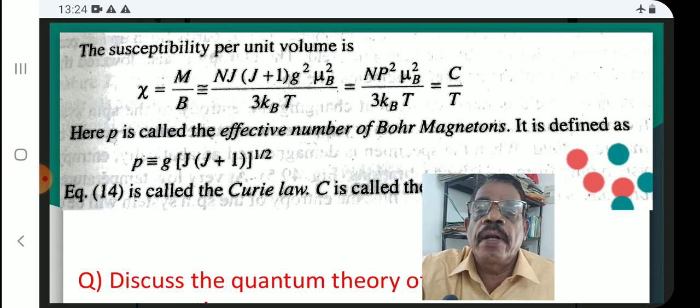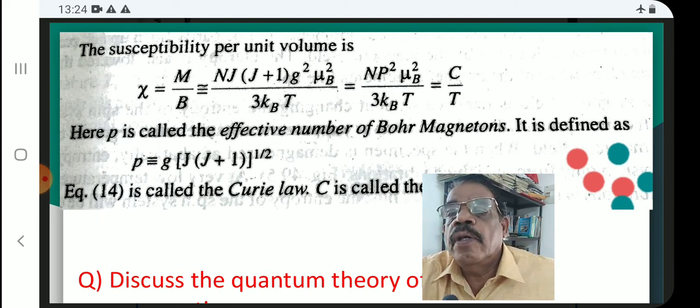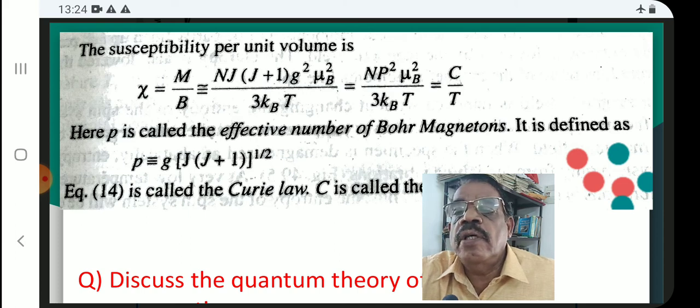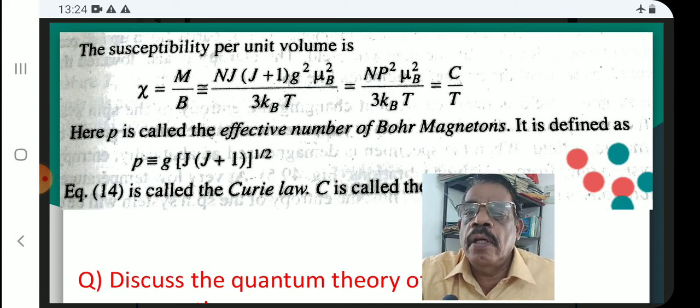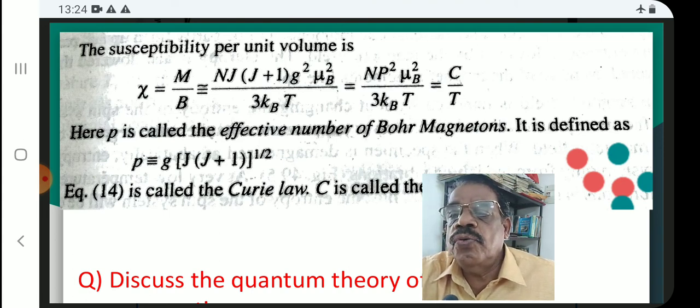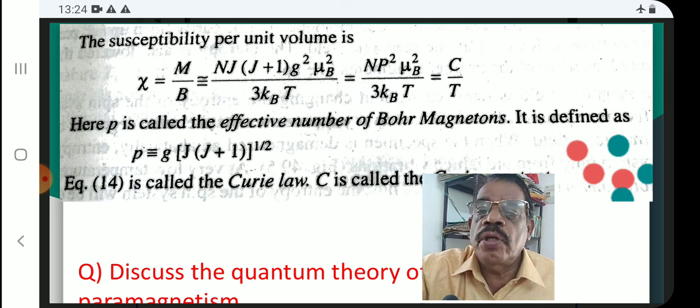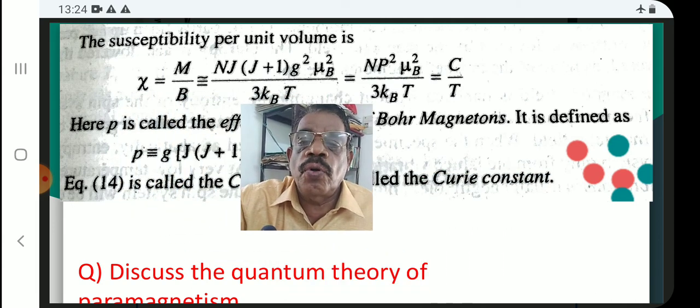So this last equation, chi is equal to M by B equal to n j into j plus 1 g squared mu b squared by 3 kbT equal to n p squared mu b squared by 3 kbT equal to C by T, is an important equation. Here p is called the effective number of Bohr magnetons. Equation number 14, the above equation, is called the Curie law. C is called the Curie constant.